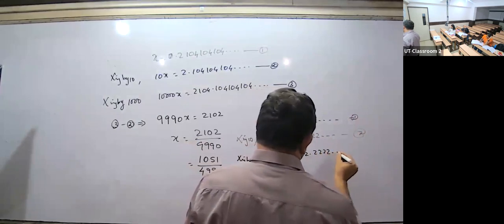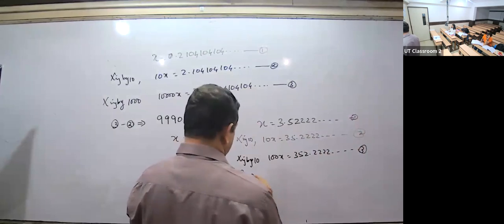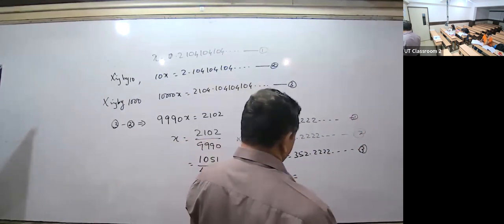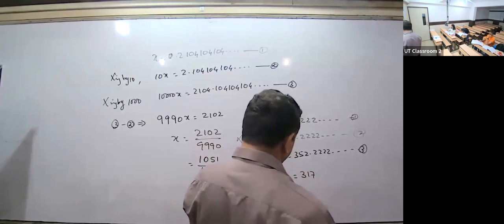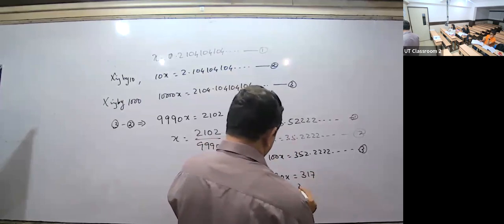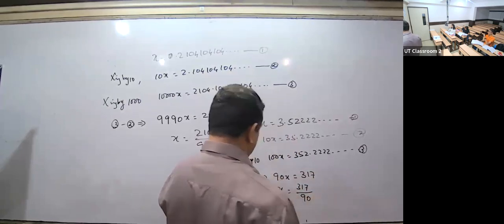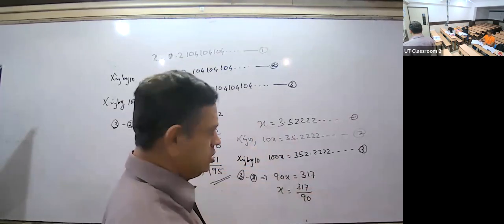352.2222... Now you have to subtract. 100x minus 10x is 90x, and 352 minus 35 is 317. So x = 317 divided by 90. Now 90, sir? 90 only. 90, 100 minus 10.